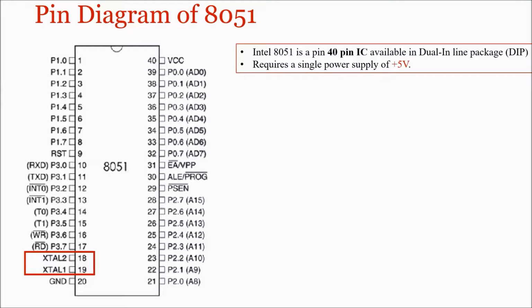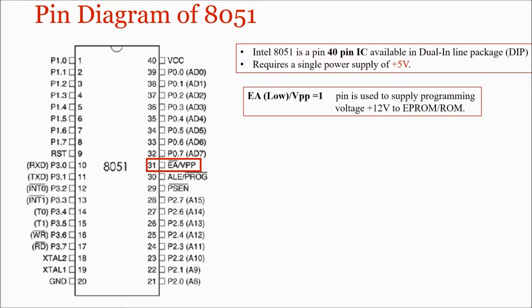Then to connect the crystal, these two pins are used, XTAL2, that is pin number 18, and XTAL1, pin number 19. So an external crystal should be connected between these two terminals. Then pin number 9 is the reset terminal. So an external reset circuit should be connected at the pin number 9 terminal.